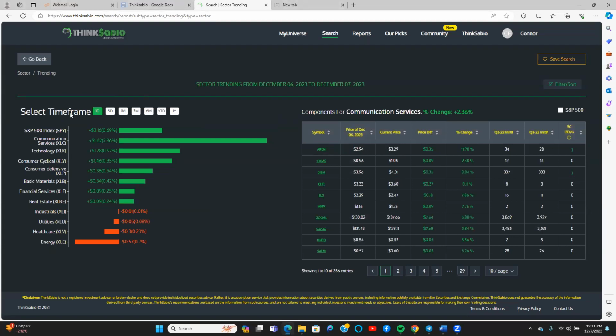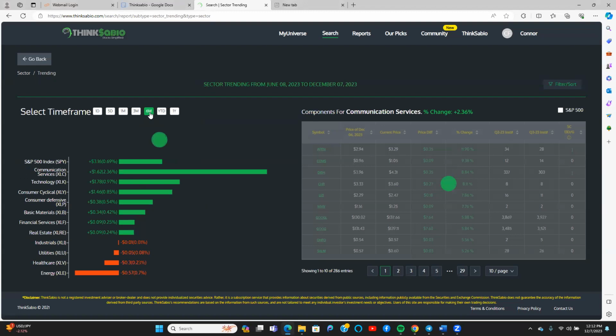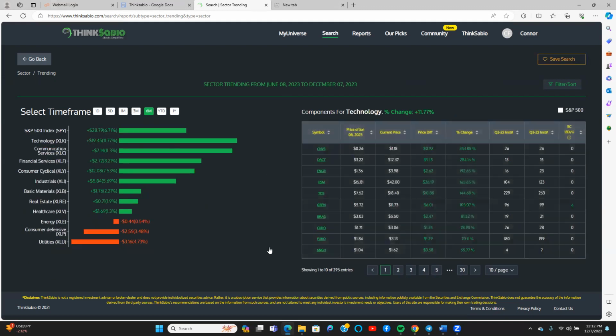So the first thing you see is this select time frame button. You can look at the time frame of the data, so whichever time period you want to look at, and you can customize the data for that. We'll look at 6 months just to get a wider view. So right up here, you see S&P 500. You see the growth there, and then you look at how that compares by sector.